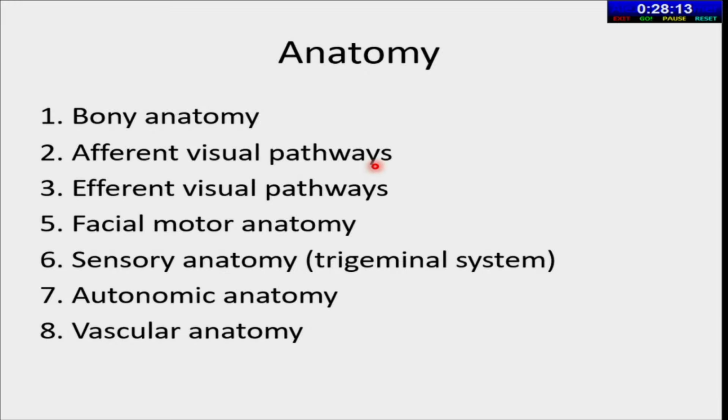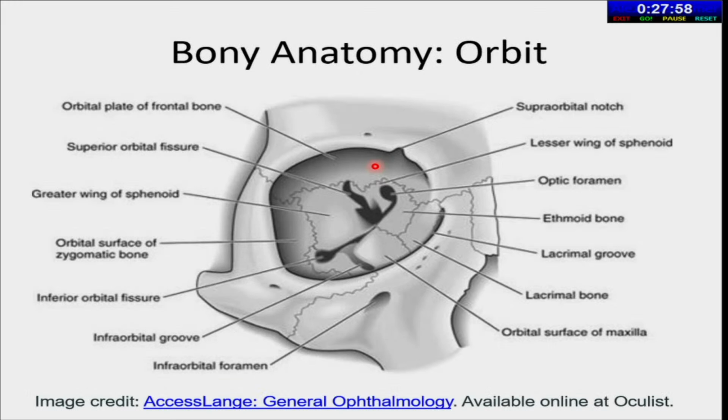You need to know anatomy right up to the vascular anatomy. Of course, the facial nerve, the trigeminal nerves are all actually part of the neuroophthalmic anatomy, and we need to know all about them as well. So we will come to these now one by one. So first and foremost, the bony anatomy of the orbit.